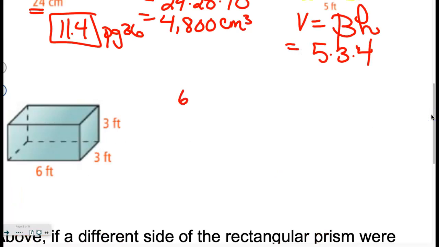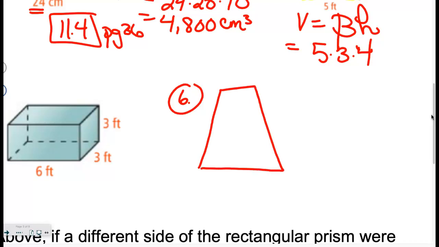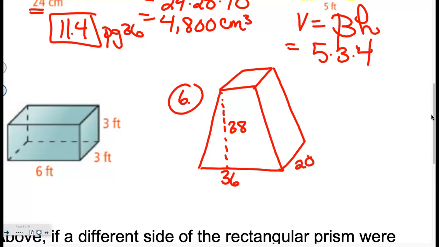I want to go look at number 6, and we're going to do that one together. It's going to be part of your homework anyway, so I'm just going to draw it here real quickly. Number 6 looks like this, and it's got some dimensions on it. So we have a 38 right here, and a 36 over here, a 20 over here, and it has a 24 up on top, and they're all in feet. Okay, I got that from you, right?